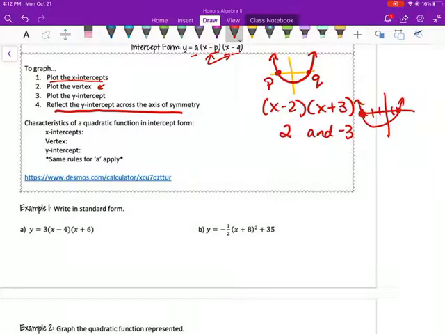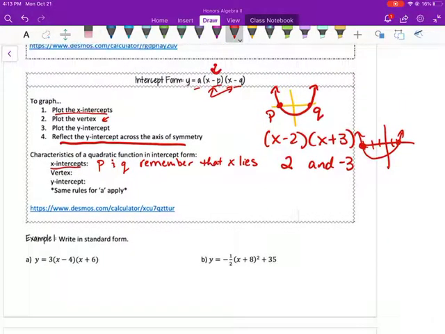All right, so again, x-intercepts. These are going to be the p and the q. Remember that x lies. Now our vertex is a little interesting. Our vertex is always going to be in the middle of our p and our q.